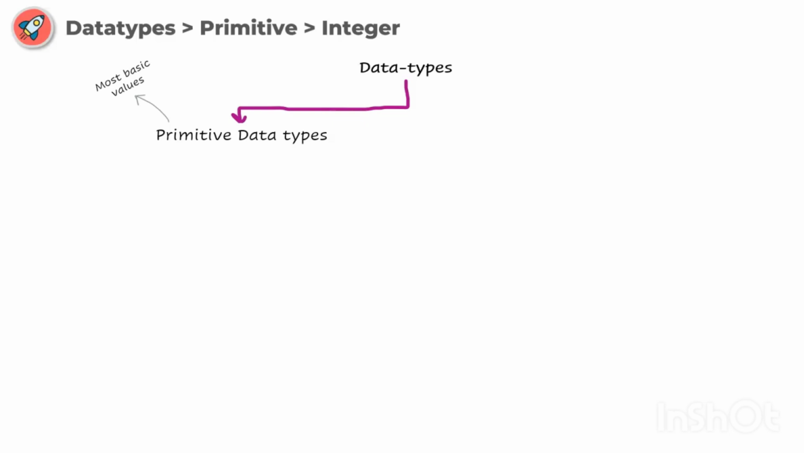Or today's temperature is 21 degrees Celsius, one single value. Or the number of tires in a car, 4, which is one single value. In such cases, we use primitive data types.